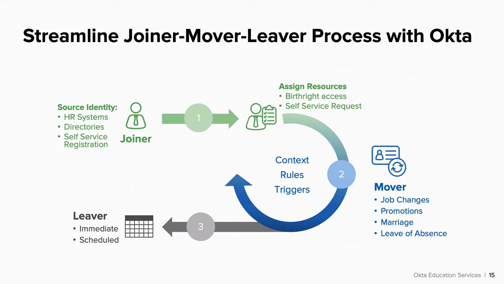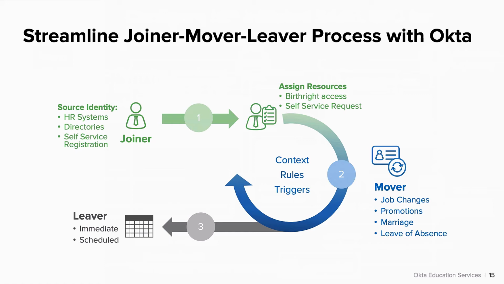Applications that everyone gets access to, we might call birthright applications. But then for other applications, service requests might normally need to be created. However, with Okta, simply by assigning that user to the appropriate groups, we can give them access to the applications they need to do their job. As far as movers are concerned, this could be job changes or a promotion or an individual that's changing their name because of marriage, or it could be a leave of absence.